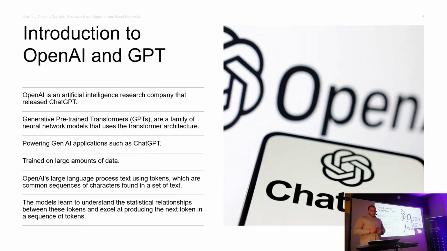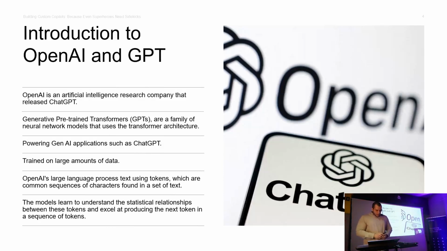What's important to note about these models is that they are trained on a large amount of publicly available data. And this training takes lots of time and compute resources. These models process text using tokens, which are just a common sequence of characters found in the set of text. And these models learn to understand the statistical relationship between these tokens, and they are just great at producing the next probable token in that sequence of tokens.